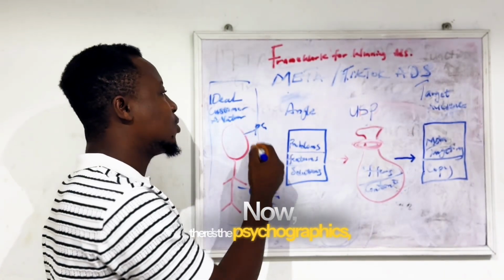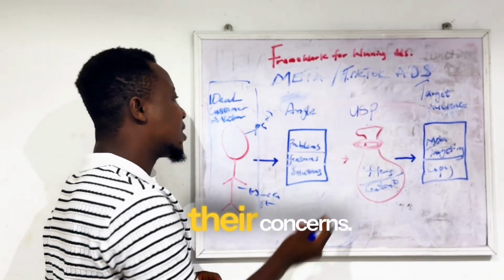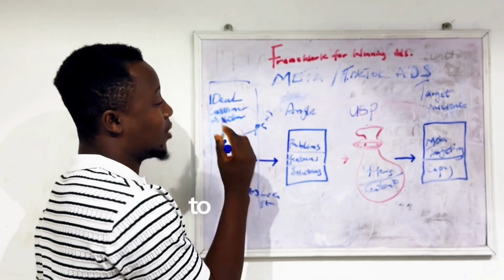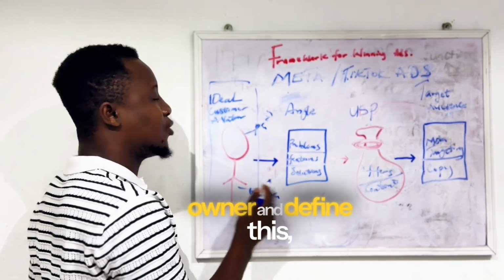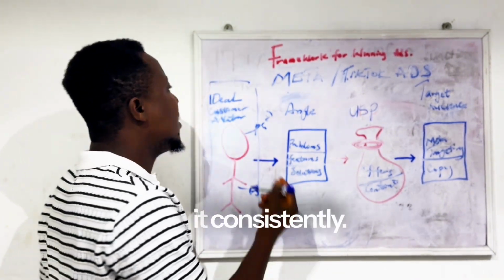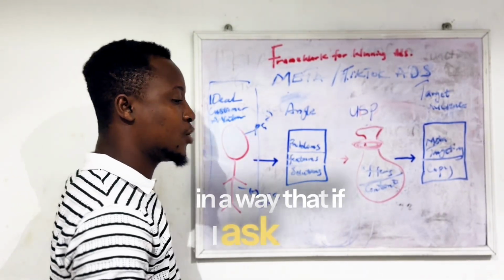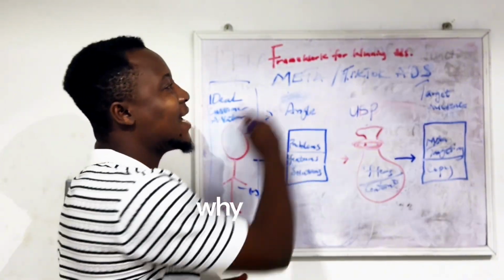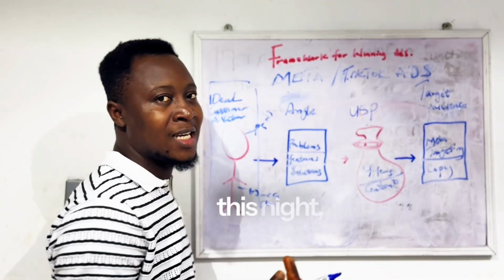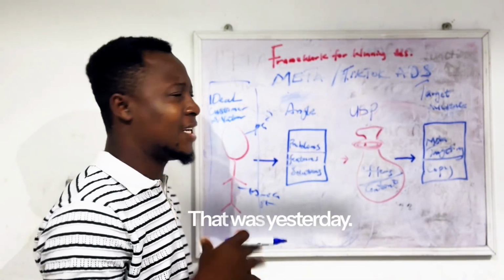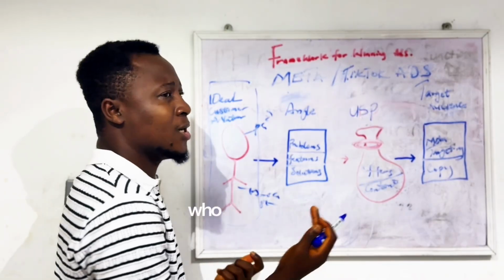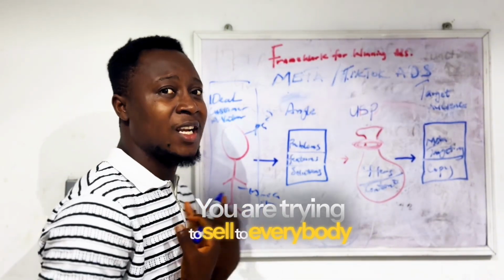Now there are the psychographics, which are their fears, their concerns. If you are able to get a pen and paper as a business owner and define this, you don't even need to keep doing it consistently. You should be able to define it in a way that if I ask you who your ideal customer is, you can answer. I decided to do this because I was talking to a few people yesterday and I asked, why is it that you don't understand who you're selling to? You are trying to sell to everybody, and I've been there.